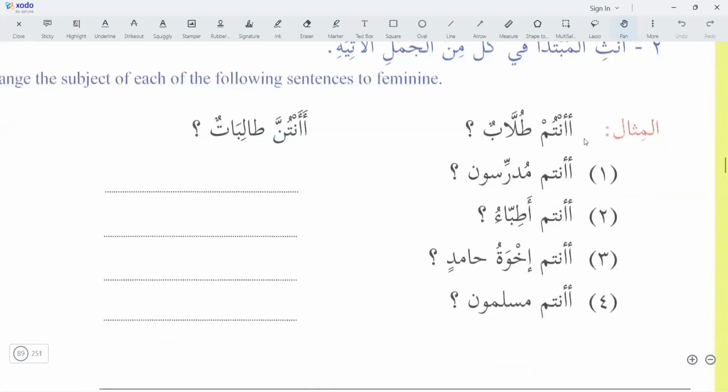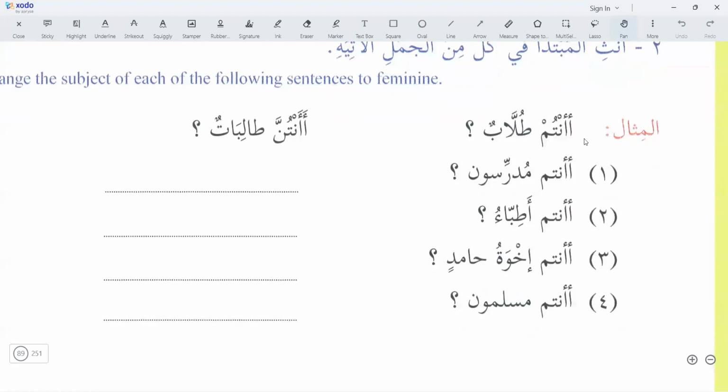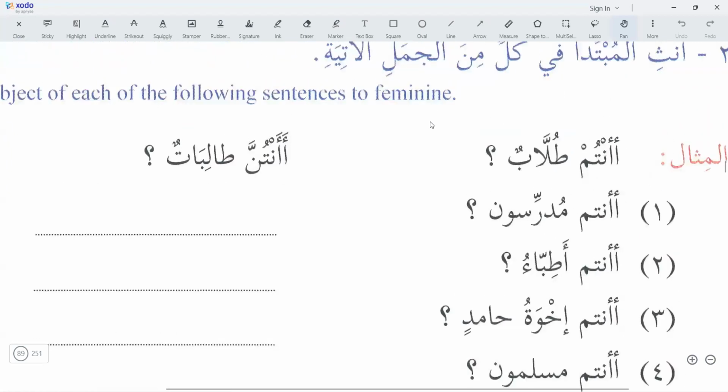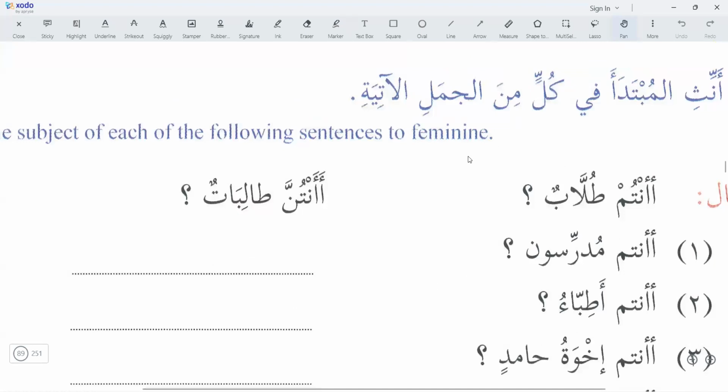You're welcome. These are question number one. You have to find the answer from the book. And this is question number two. We start from question number two. Here we have to change the subject from masculine to feminine. Here you can see antum, al-mubtada. Al-mubtada is masculine plural, and we have to change it into feminine plural.